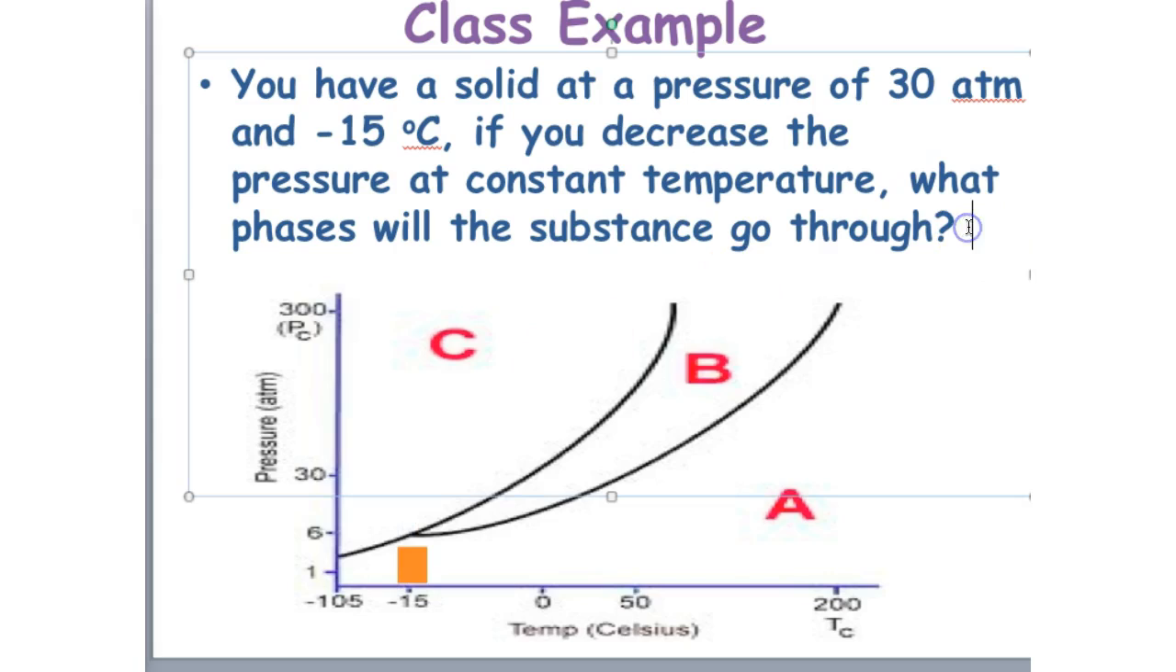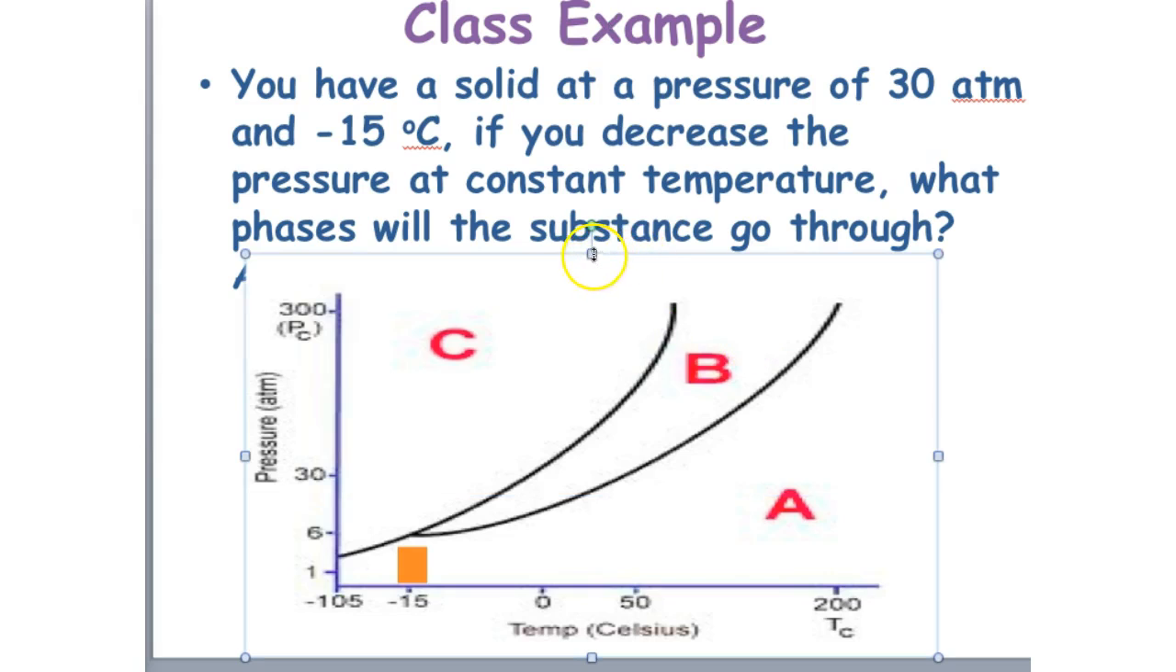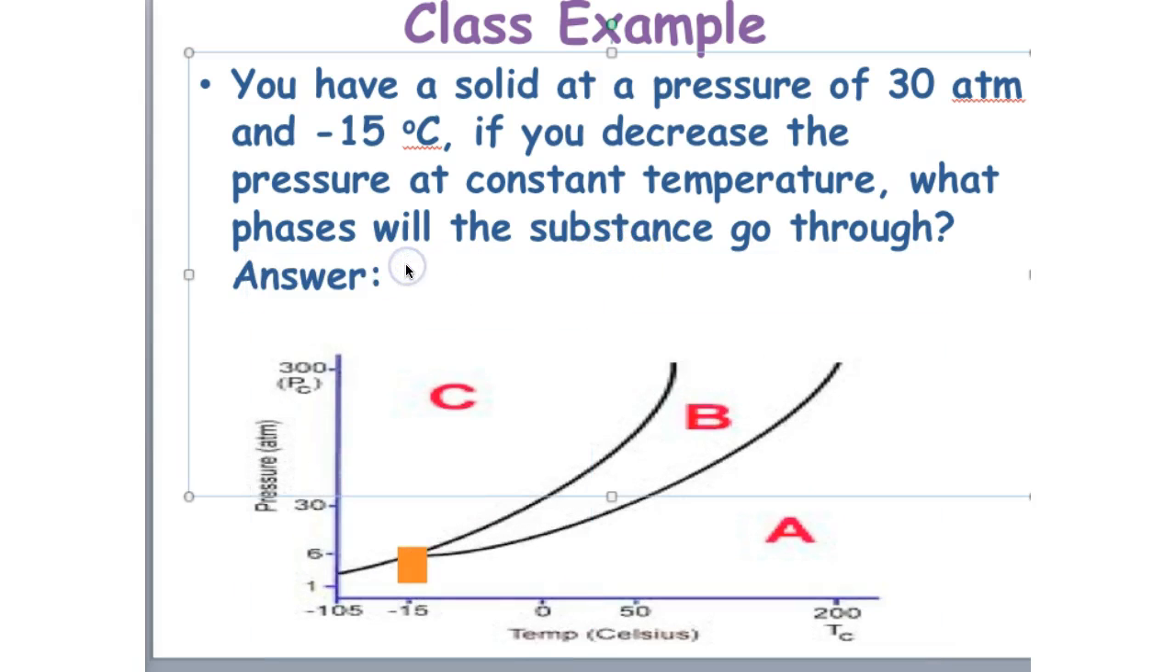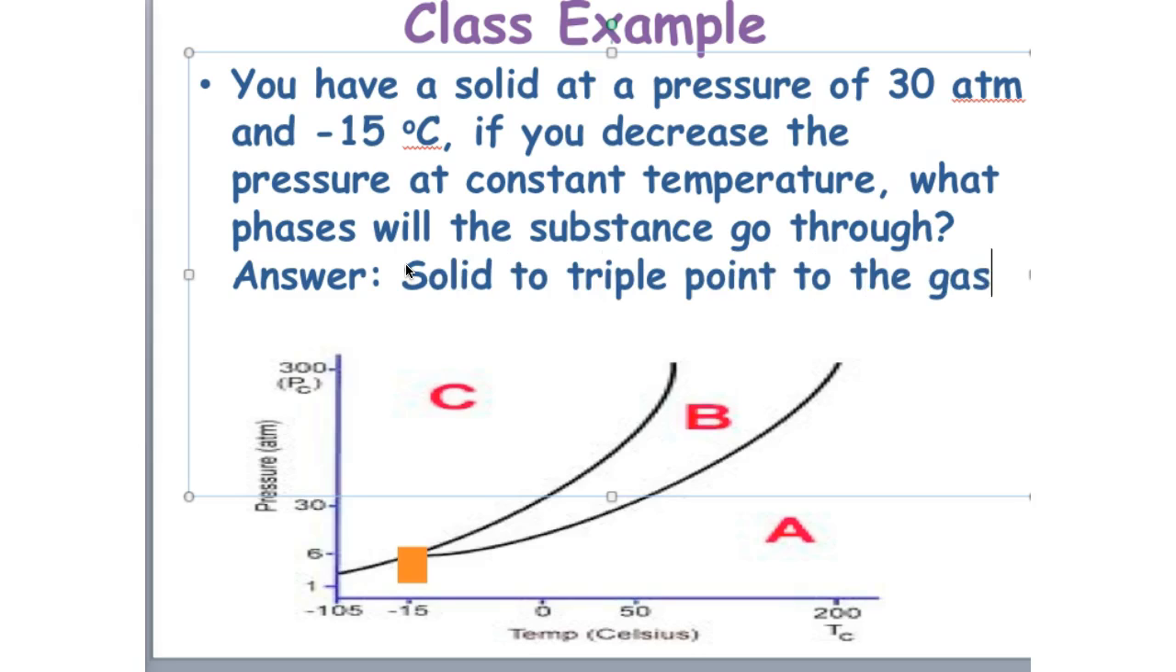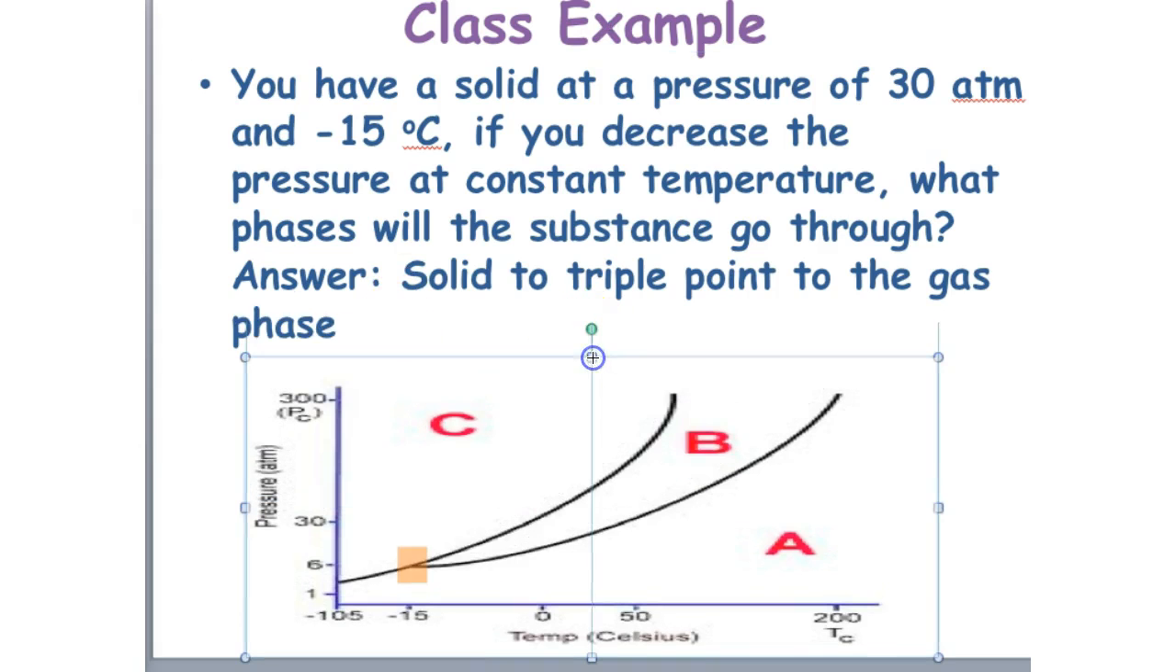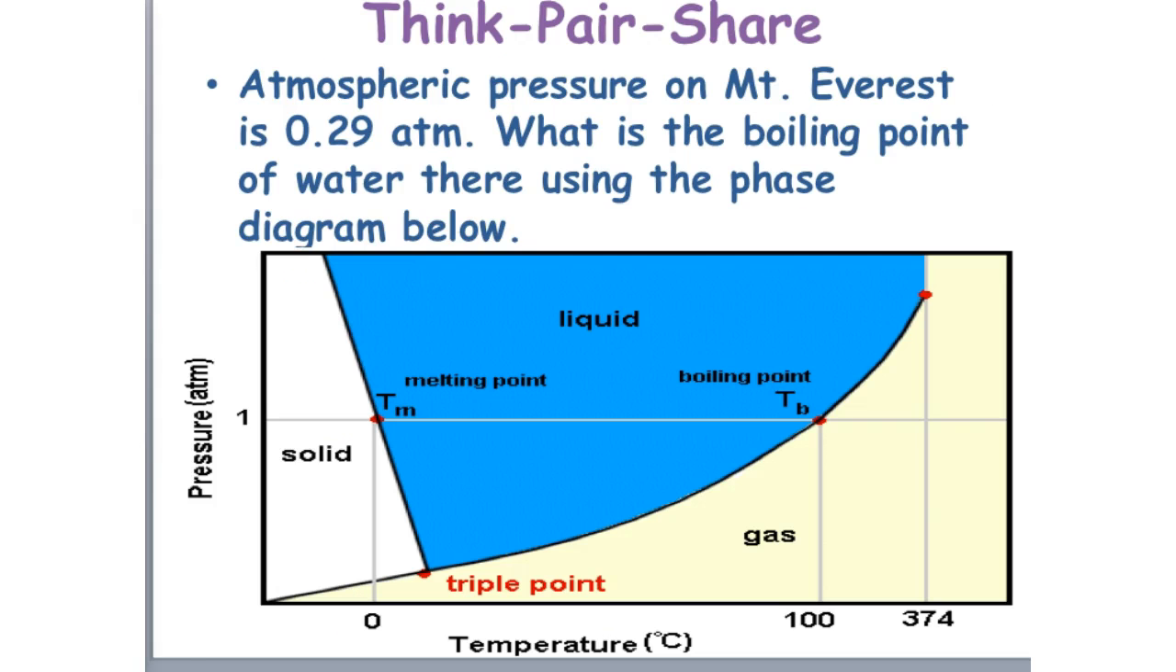So our answer is going to be, what are the phases it undergoes? We're going to say it goes from the solid to the triple point to the gas phase. So we didn't touch the liquid phase at all, region B. So that's your answer. So with that said, see if you could try this one. Go ahead and pause it, then start again.